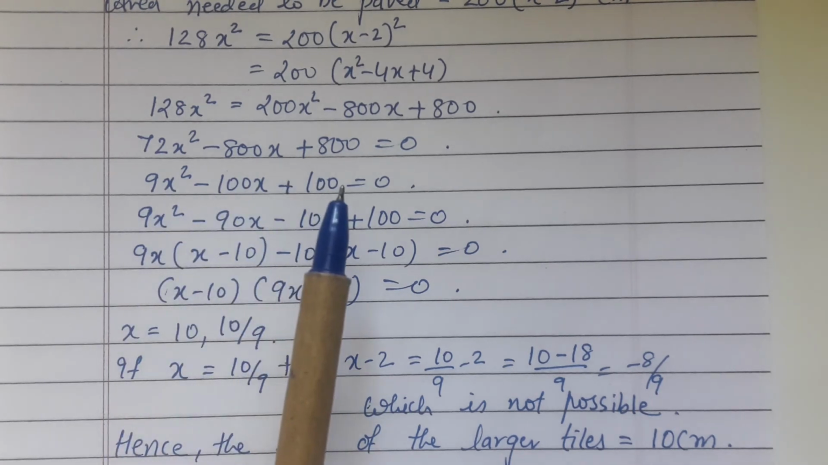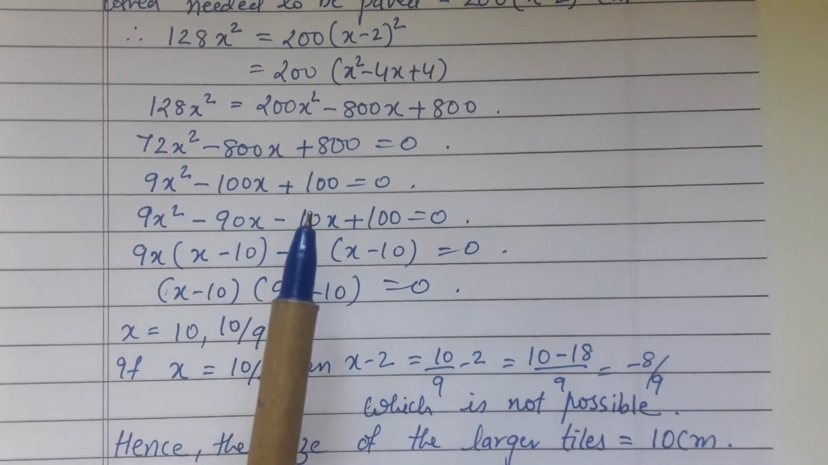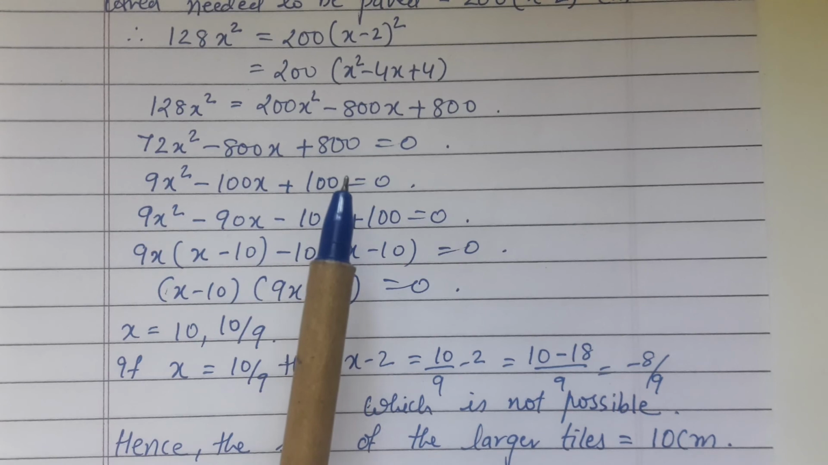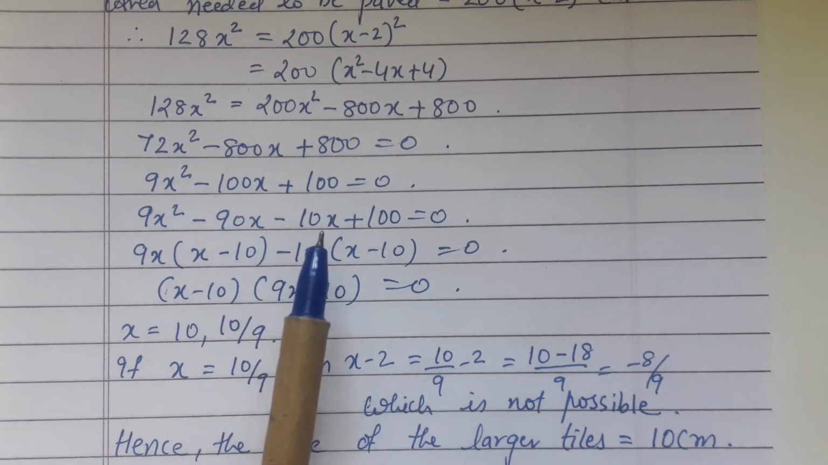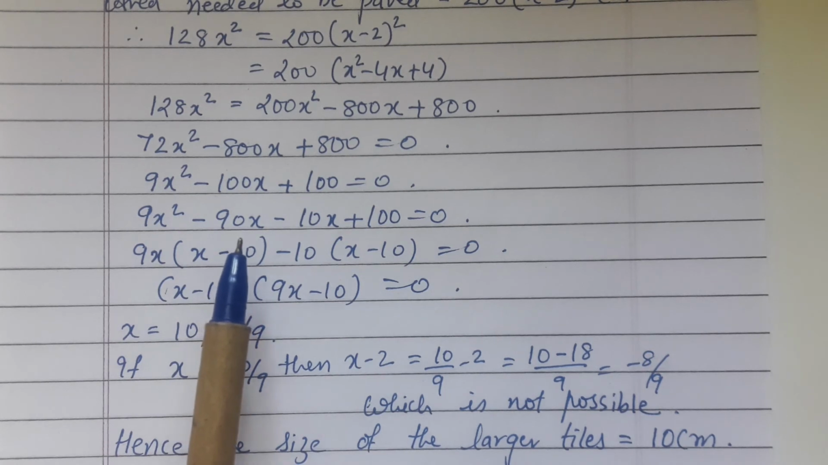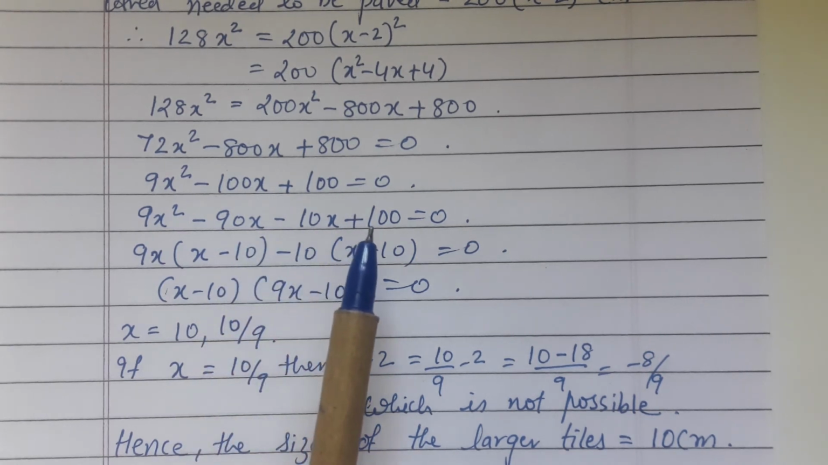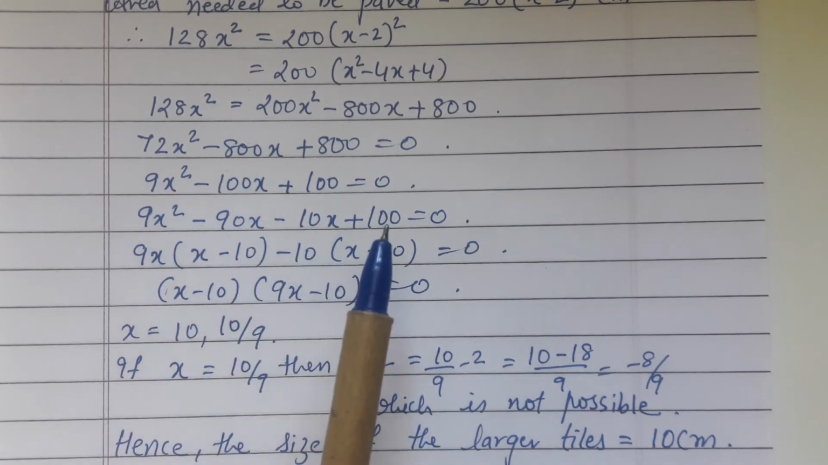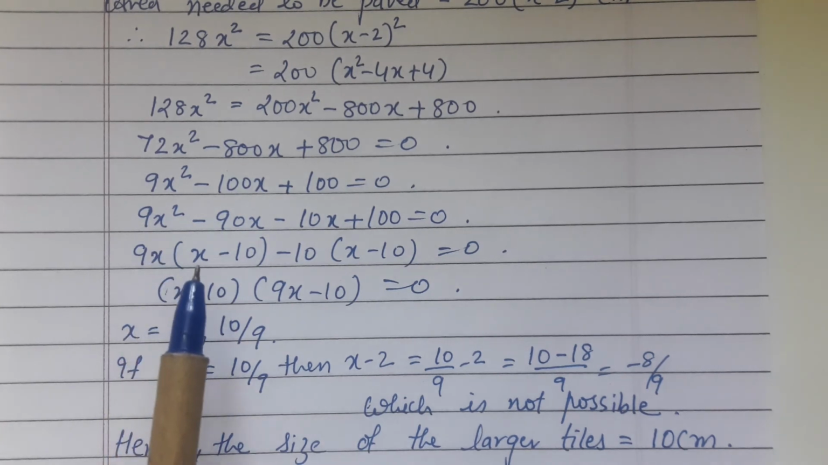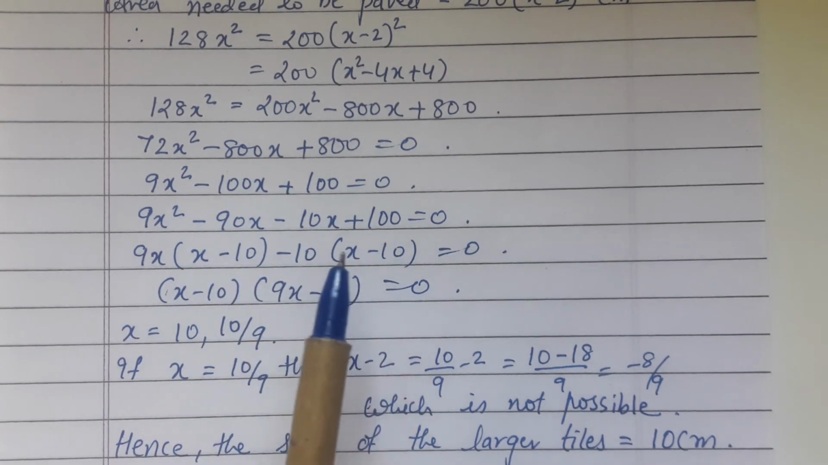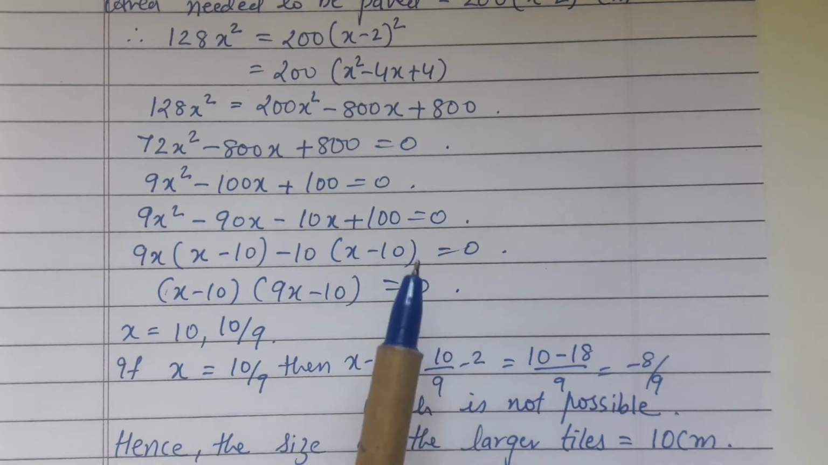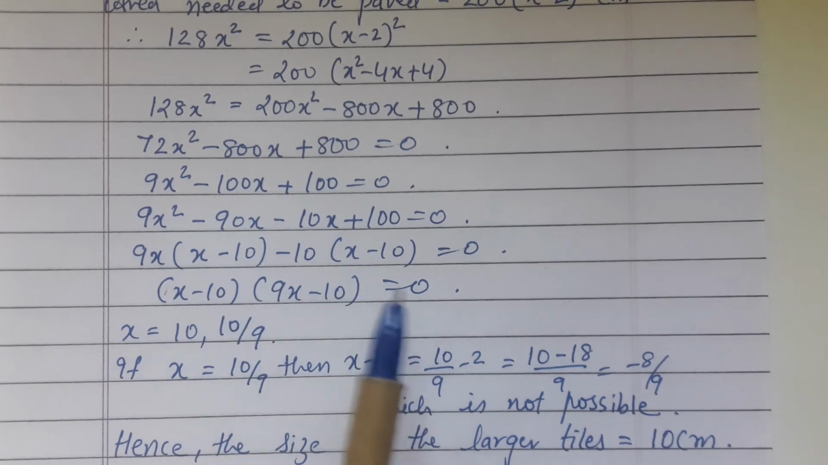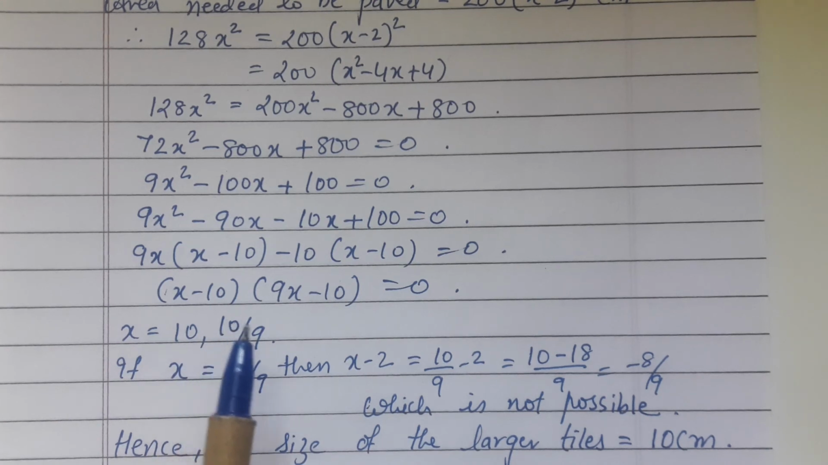9 into 100, 900. Split 900 into two parts such that their addition is minus 100 and multiplication is plus 900: minus 90 and minus 10. 9x square minus 90x minus 10x plus 100 equals 0. Take out first two terms and last two terms. In this, 9x is common, (x minus 10) minus 10 is common, (x minus 10) equals 0. In these two terms, x minus 10 is common, into (9x minus 10) equals 0. x equals 10 or 10 upon 9.